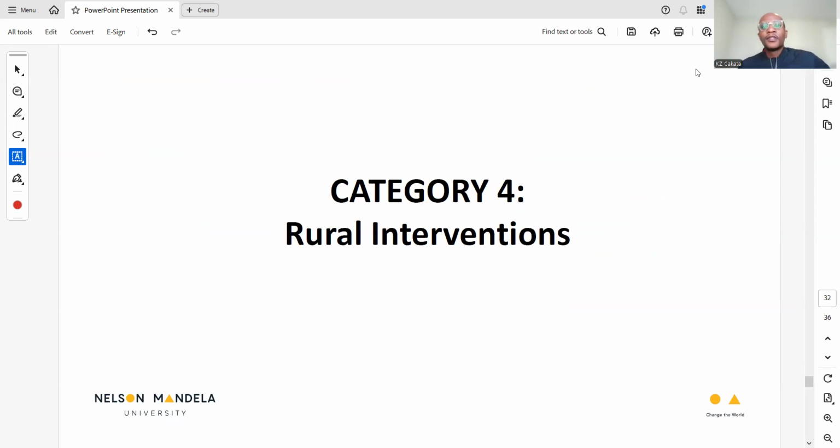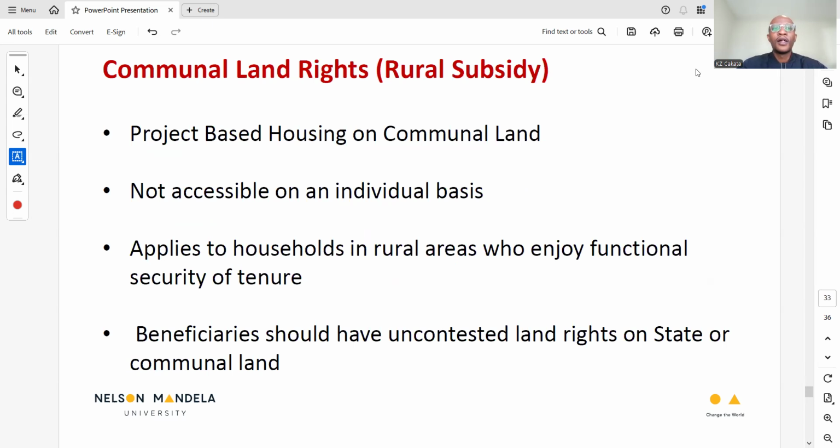Now, the fourth category is the rural interventions. Remember, housing subsidies are non-discriminate in the sense that they apply both to urban and rural environments. Very important to know the communal land rights, or the rural subsidy. It's project based on communal land. So communal land in a place like Alice, for example, is not accessible on an individual basis. So it takes a whole village, and it applies to households in rural areas who enjoy functional security of tenure. Functional in the sense that people in the rural areas have security of tenure because land is considered communal. Not one owner owns it, but chiefs oversee it, but they also don't own it. They oversee it on behalf of, or to the benefit of, all the families that reside there. Beneficiaries should have uncontested land rights on state or communal land, a very important component there.